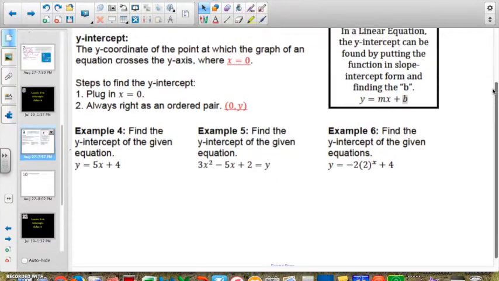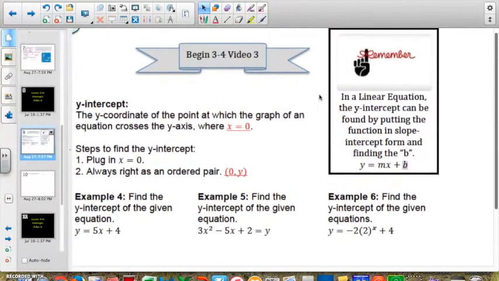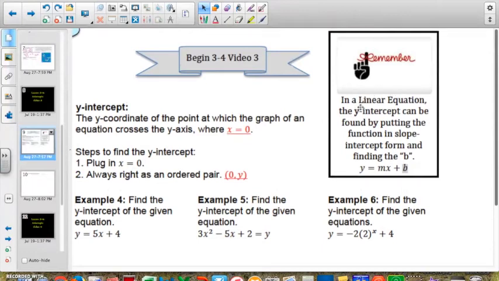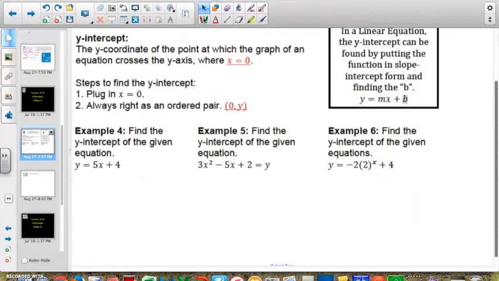Now, on the linear functions, we do have a little bit of a trick, and you will see our little note up here. In the linear equation, the y-intercept can also be found by putting the function in slope-intercept form and finding the b, y equals mx plus b. In this case, this already is in y equals mx plus b form, so our y-intercept would be 4, which means the ordered pair would be (0, 4).